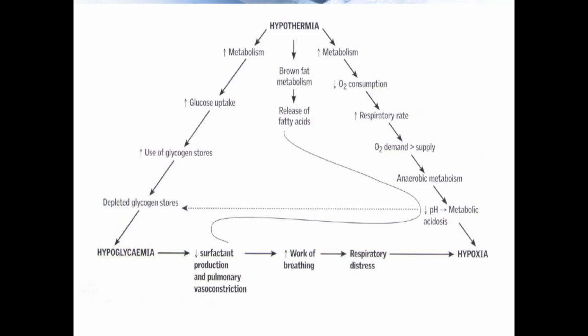Now, in cold stress, we have an excessive amount of heat loss. So the baby starts to use compensatory measures like non-shivering thermogenesis and tachypnea, which is what?